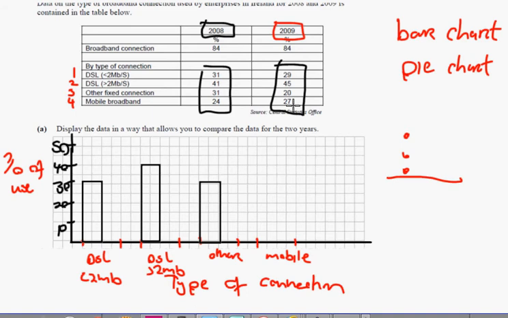So about there, okay. And then, what about mobile broadband? 24, which is just under halfway between 20 and 30. Excuse me. All right, guys.